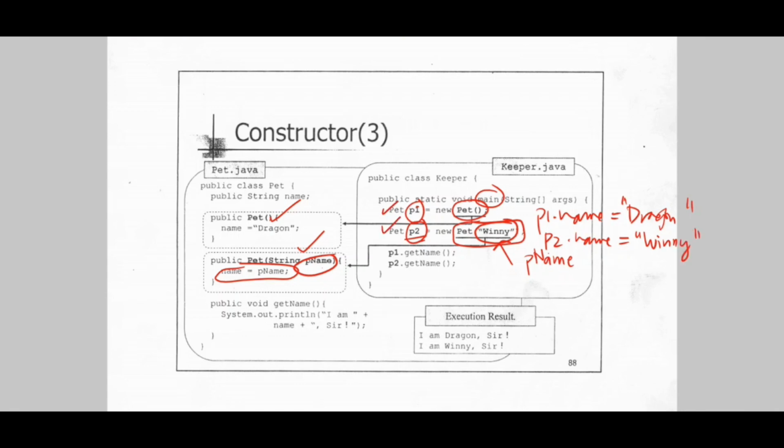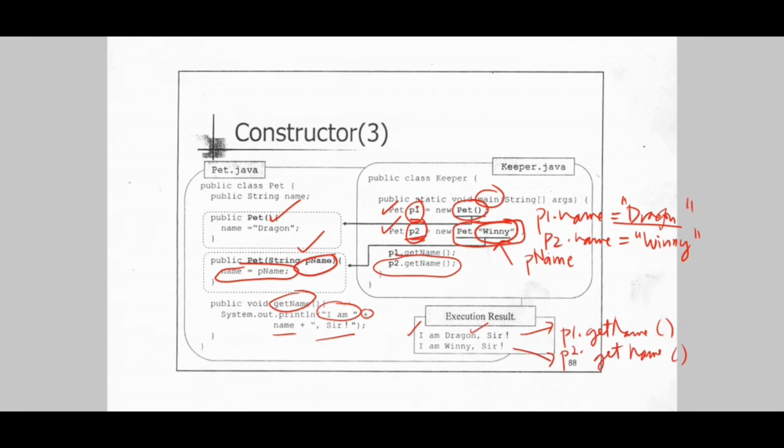So after these two instantiations, creating P1 and P2 and setting names to P1 and P2 using the constructor, when these are executed, the method called getName here will simply display on the screen "I am", and then concat the name of the pet. In this case, since this is P1, the name that will be displayed here is the name of P1, which is dragon. That's why the output of the method call P1 dot getName is "I am Dragon, sir." For the second method call, P2 dot getName, the output is "I am", and the name of P2 is Winnie, and then "sir". Thus we have this output.